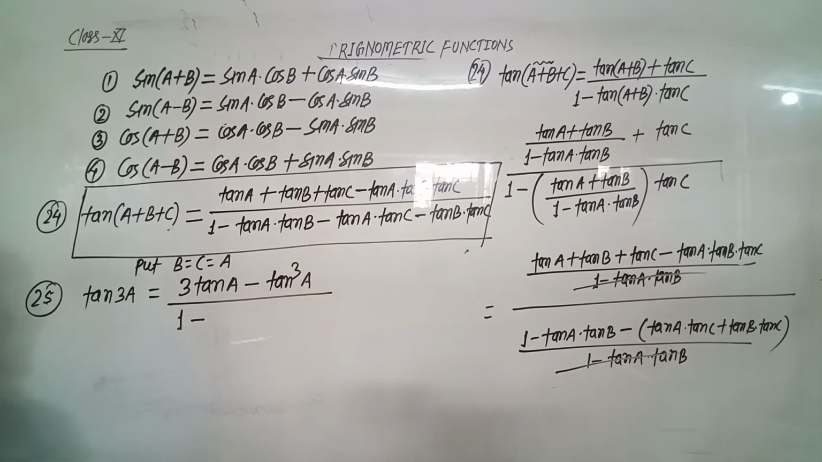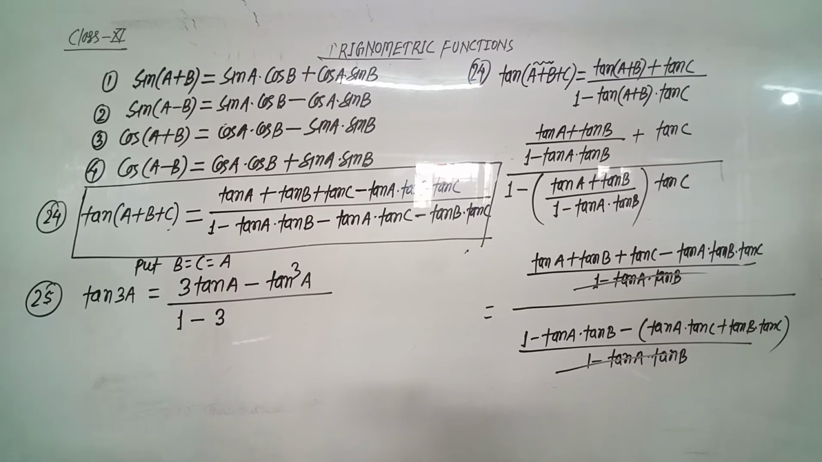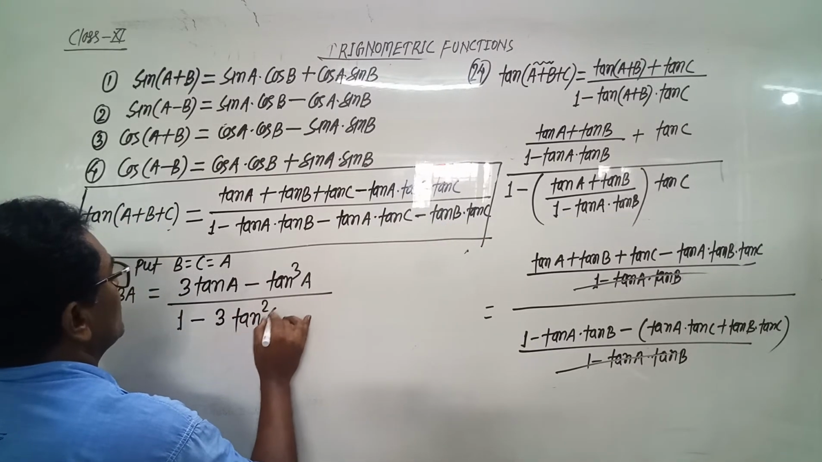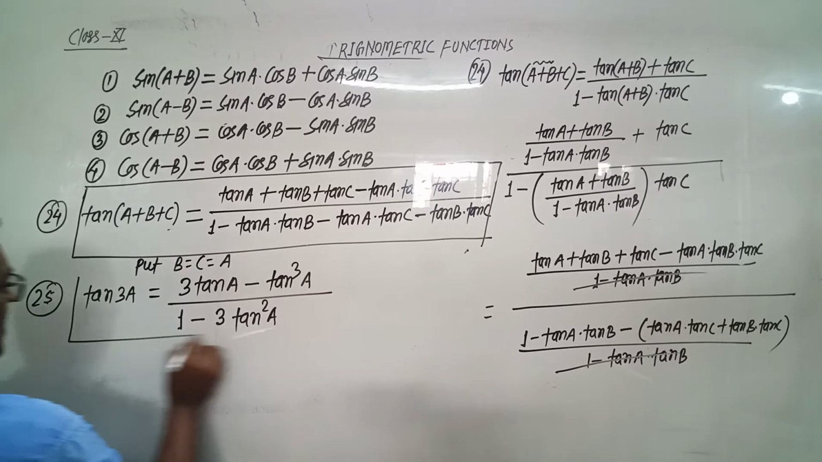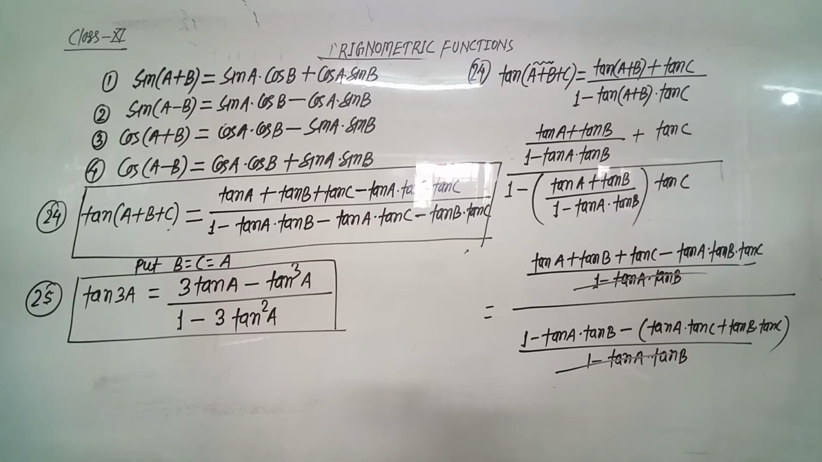So 1 minus 3 tan square A. So this is formula number 25: tan 3A equals 3 tan A minus tan cube A upon 1 minus 3 tan square A. So we completed the formulas. Now we'll discuss exercise 3.3.